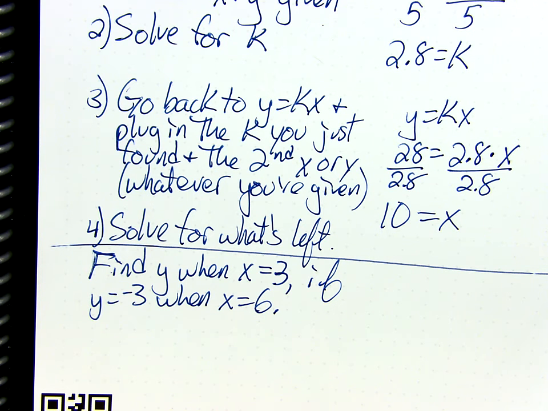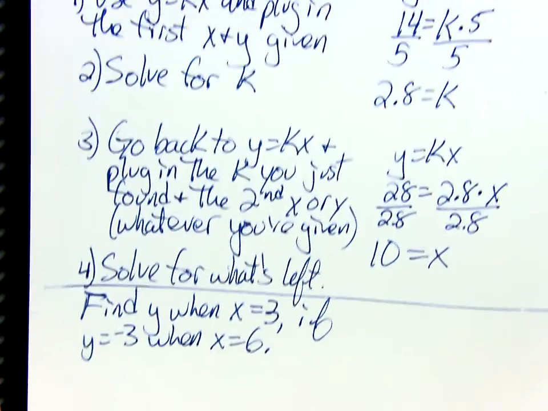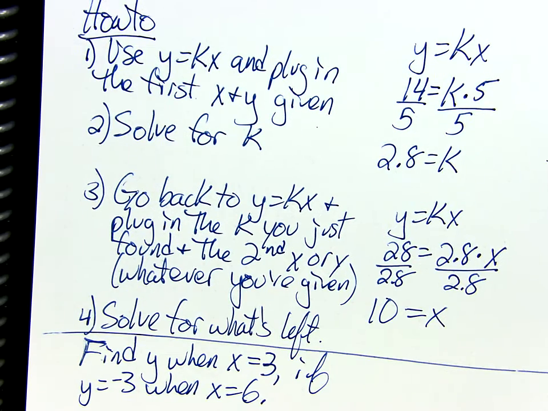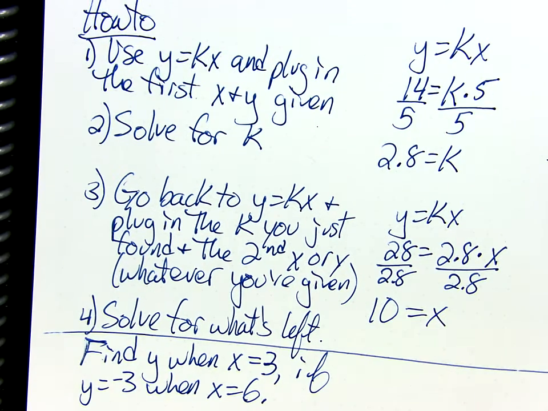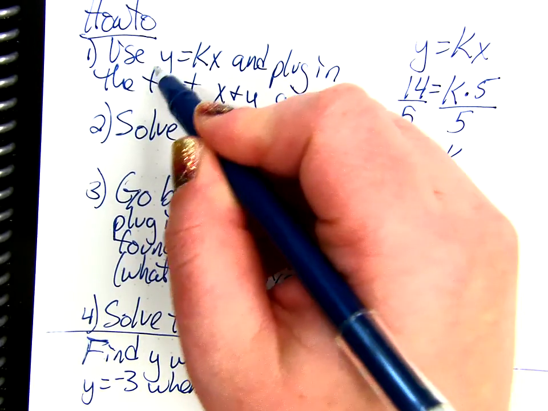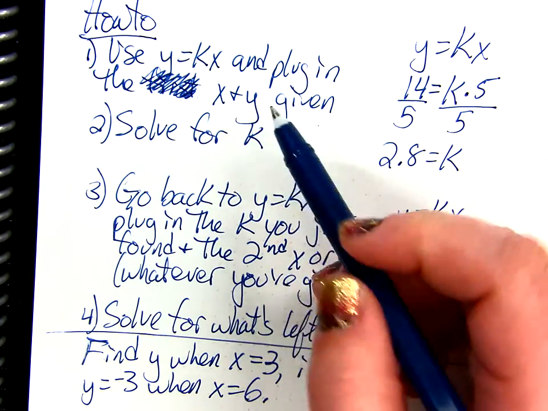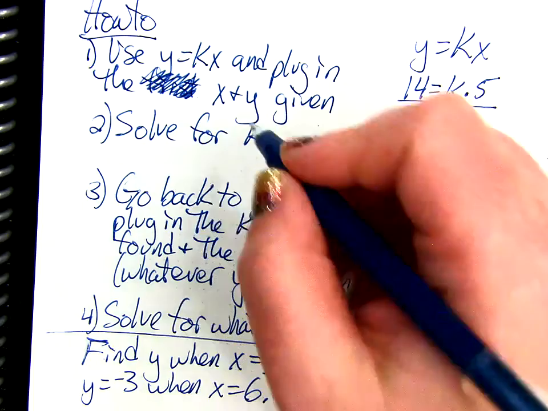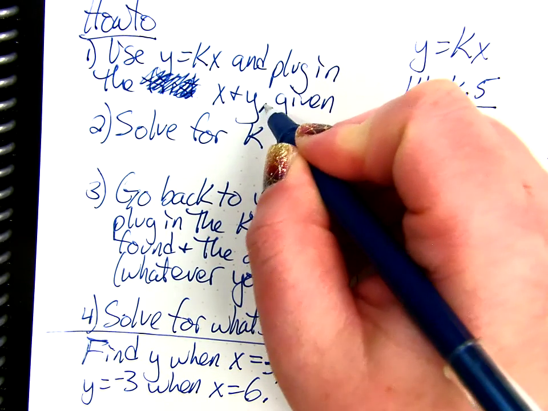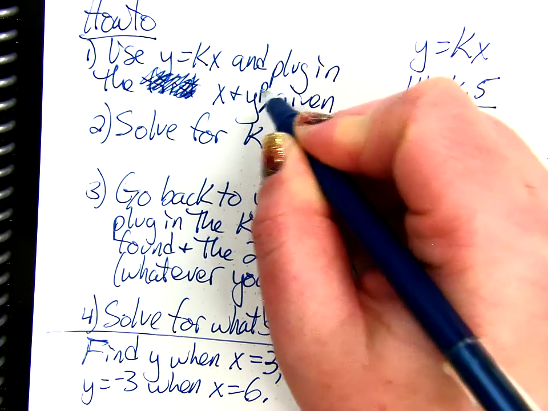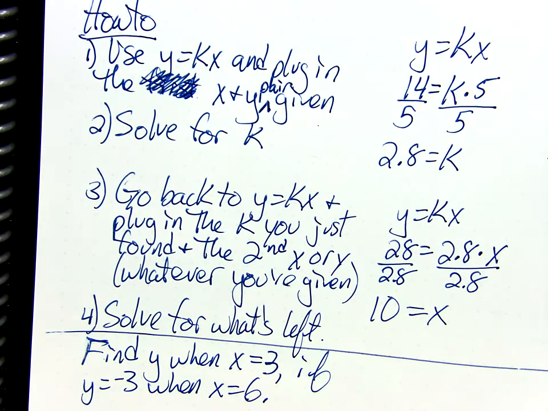All right, I need you to sneak in a word into step 1 to make it make sense here. And actually, let's get rid of the word first. And then right after you have x and y, I need you to sneak in the word pair. X and y pair. Use y equals kx and plug in the x and y pair given.